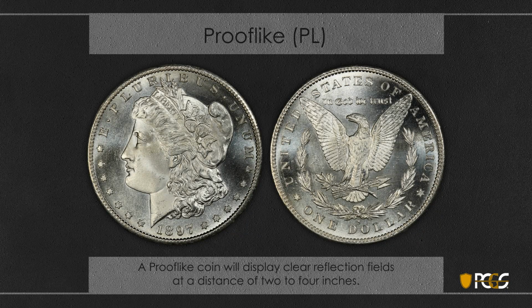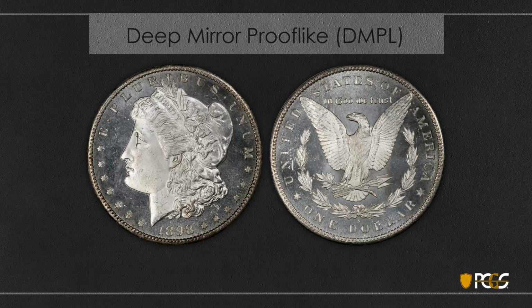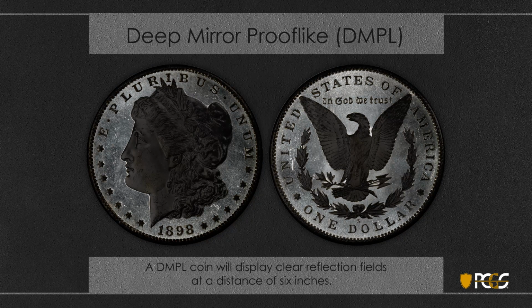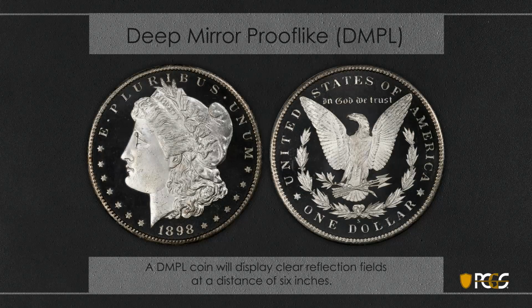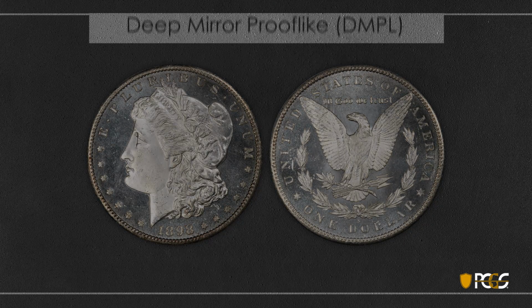However, it can get far deeper than that, and for that we reserve the description DMPL, standing for Deep Mirror Prooflike, and that is a coin which will display clear reflection in the fields at a distance of up to 6 inches. And you can see the fields here are quite mirror-like, and the devices, of course, are heavily frosted, providing a very nice contrast.